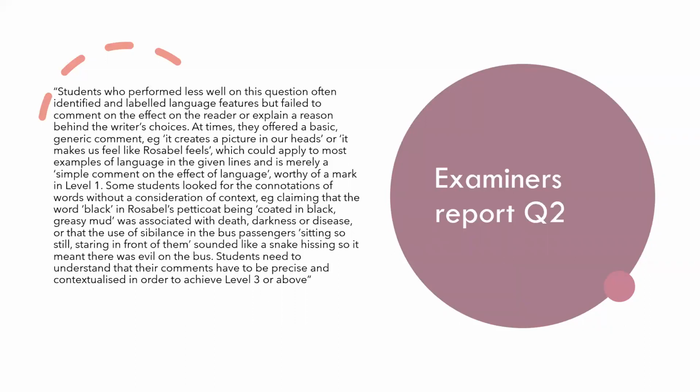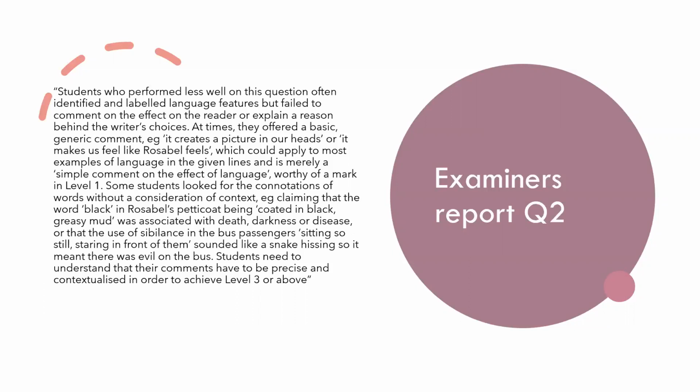The key point there being avoid a simple generic explanation. Don't just say something generic like it creates a picture, it makes us feel how she feels. It needs to be far more specific. So what is she feeling? How does it make you feel specifically? Upset, angry, etc.